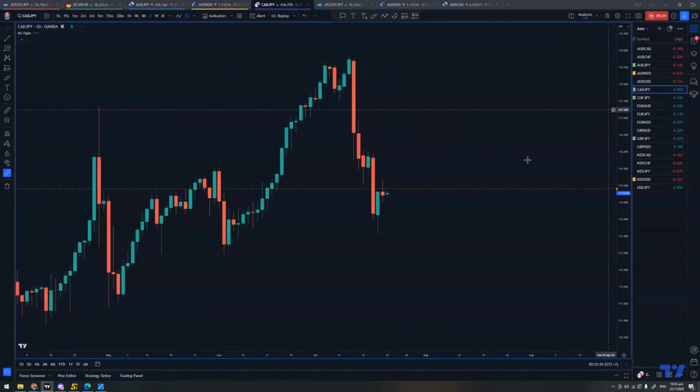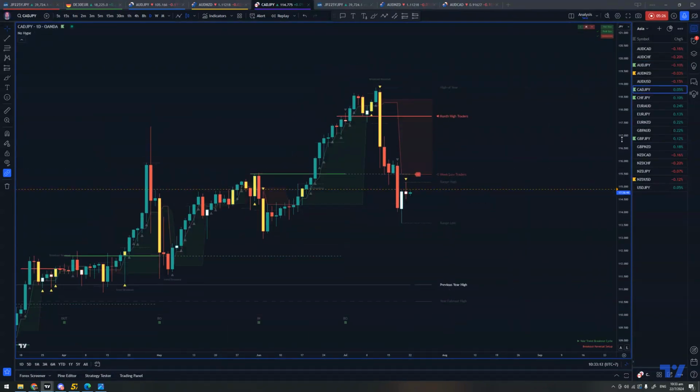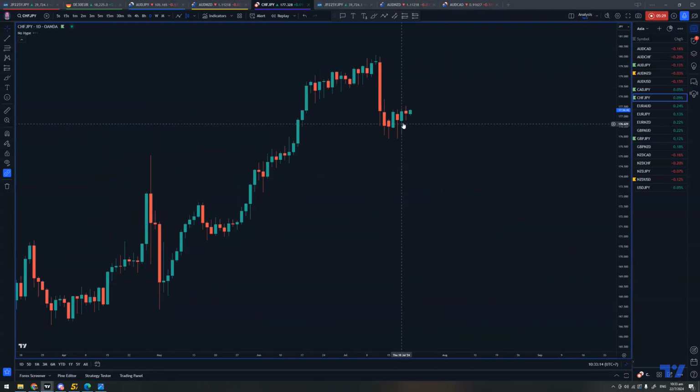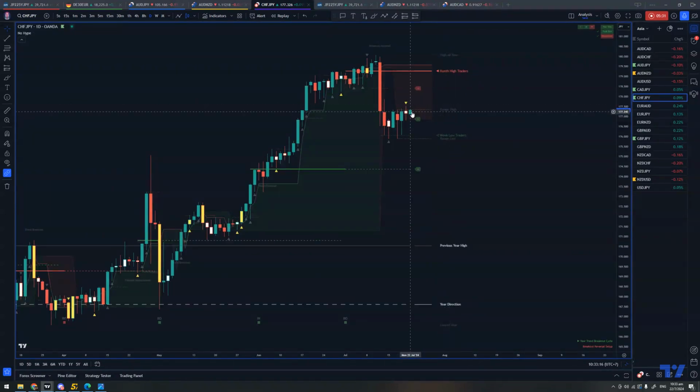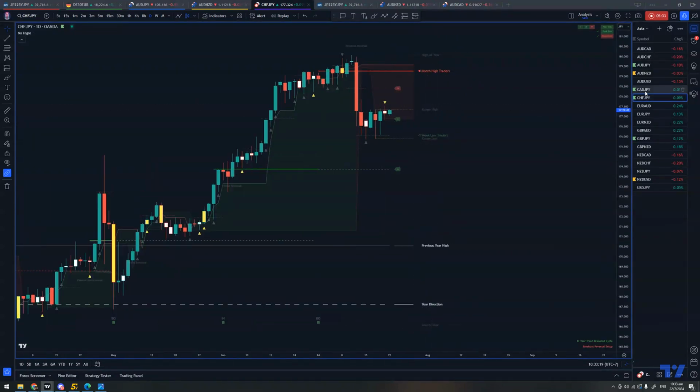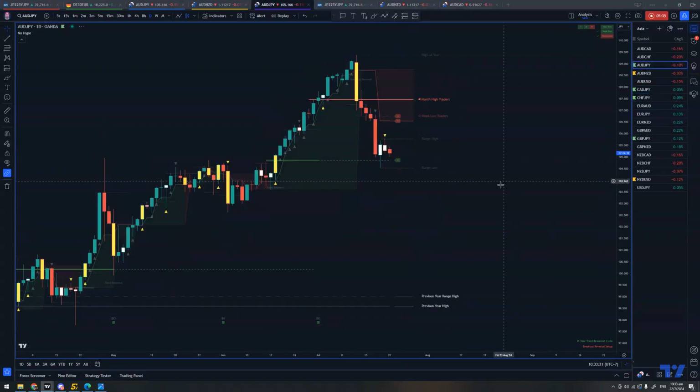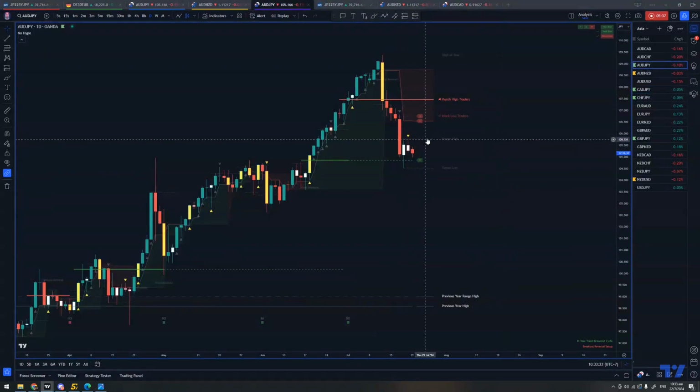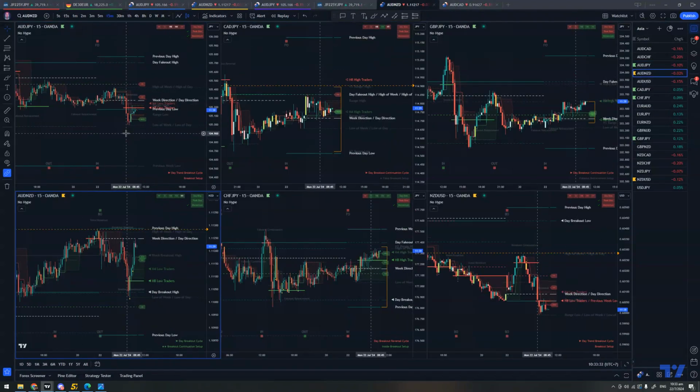And I think all the JPY pairs did exactly the same thing. So I'm not interested in trading any of these yen pairs until they reach the top of this range or they give me a setup later. But I didn't like how price was moving, so let me have a quick look here.